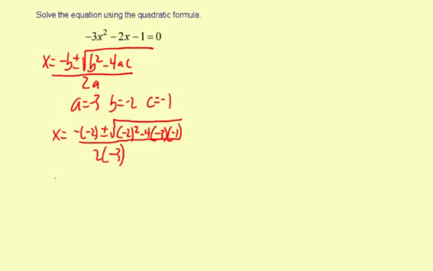A little simplification now, x equals, the negative of negative 2 is simply 2, and then plus or minus. Now let's figure out this b squared minus 4ac. You have negative 2 squared, which is 4, and then minus 4 times negative 3 times negative 1. Now, negative 4 times negative 3 is positive 12, and then times negative 1 is negative 12. So 4 minus 12 is negative 8.